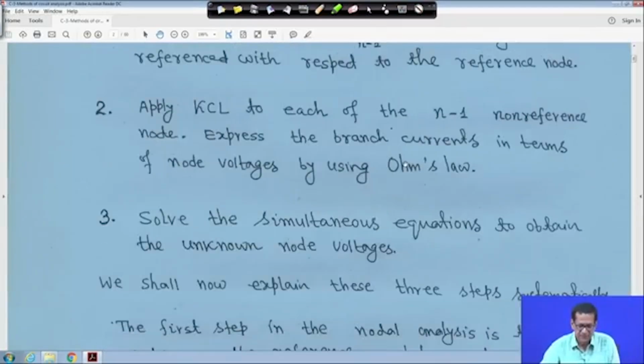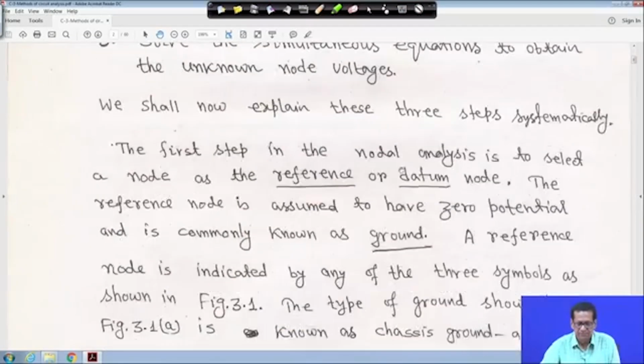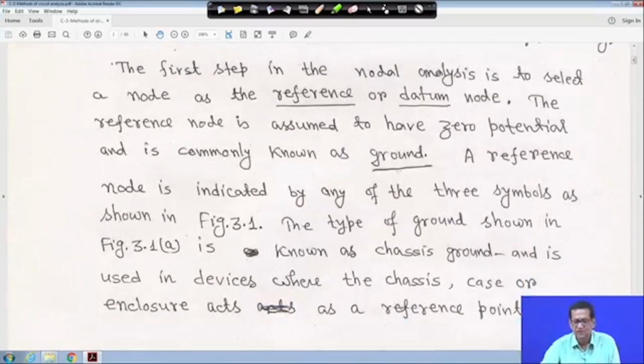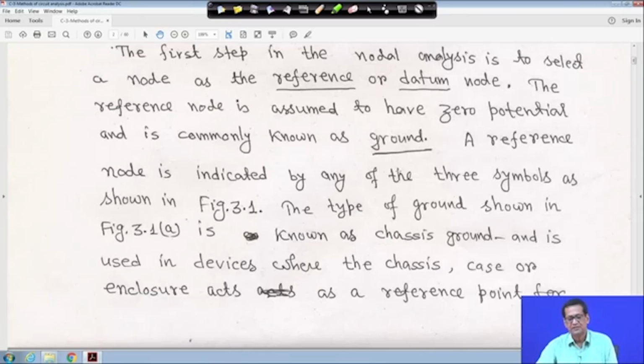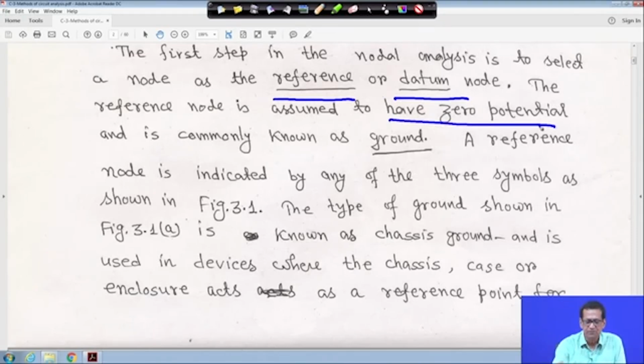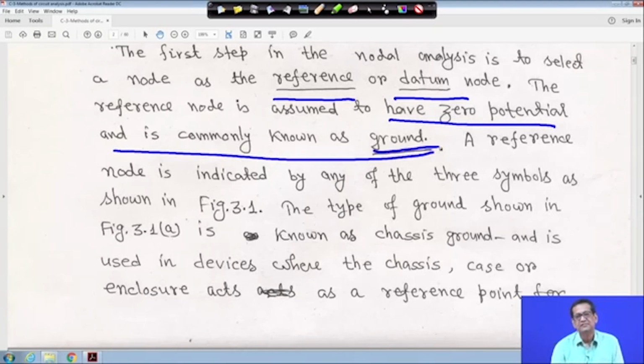The first step in nodal analysis is to select a reference node, sometimes called the datum node. The reference node is assumed to have 0 potential and is commonly known as ground. So the reference node is a ground node. The reference node is indicated by any of the 3 symbols, as shown in figure 3.1.